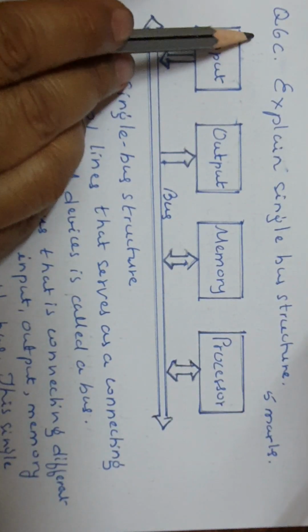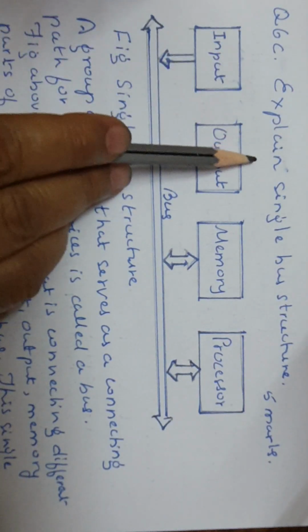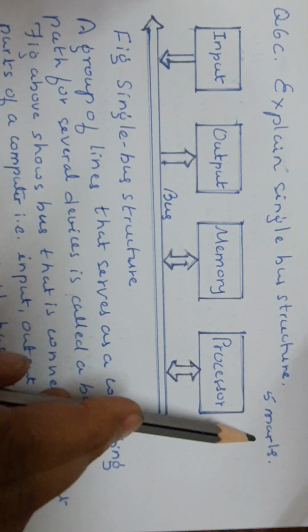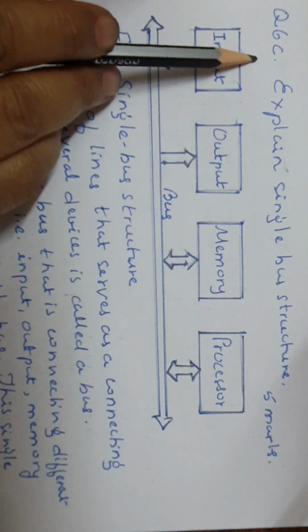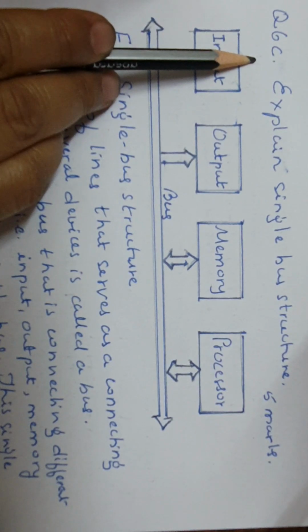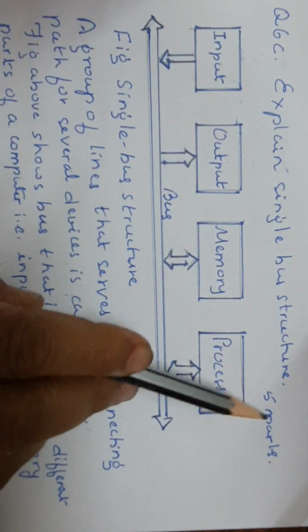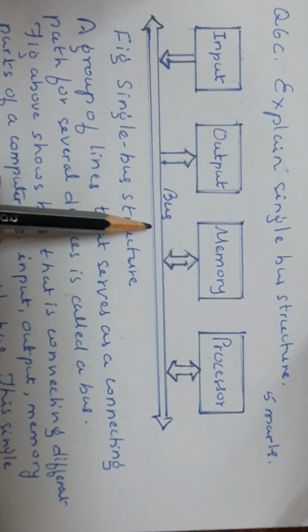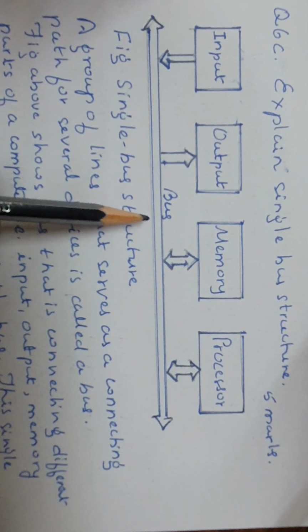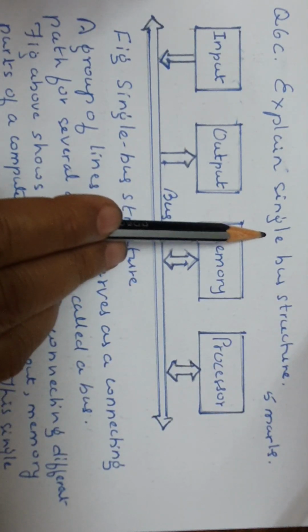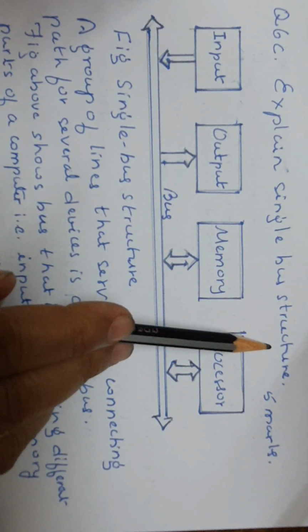So next we shall solve question number 6c. Explain single bus structure. This is asked for 5 marks. Question number 6a was for 8 marks, B asked for 7 marks, and C is asked for 5 marks. So question number 6 ABC totally for 20 marks. Okay. So here we have to explain single bus structure.